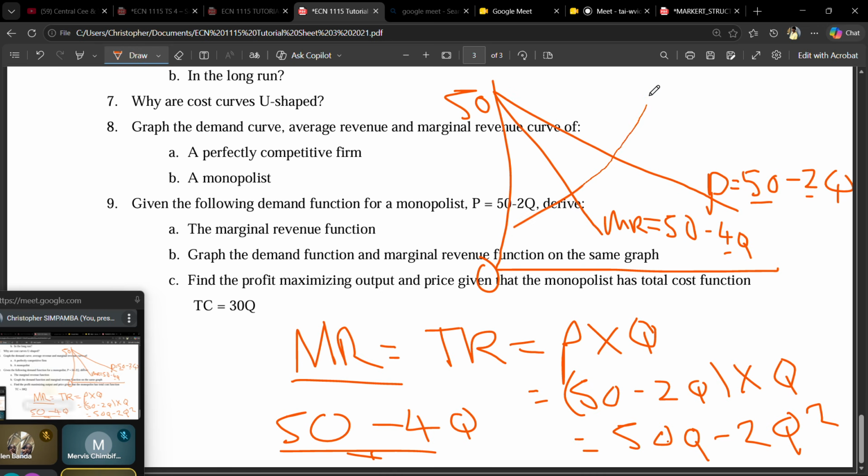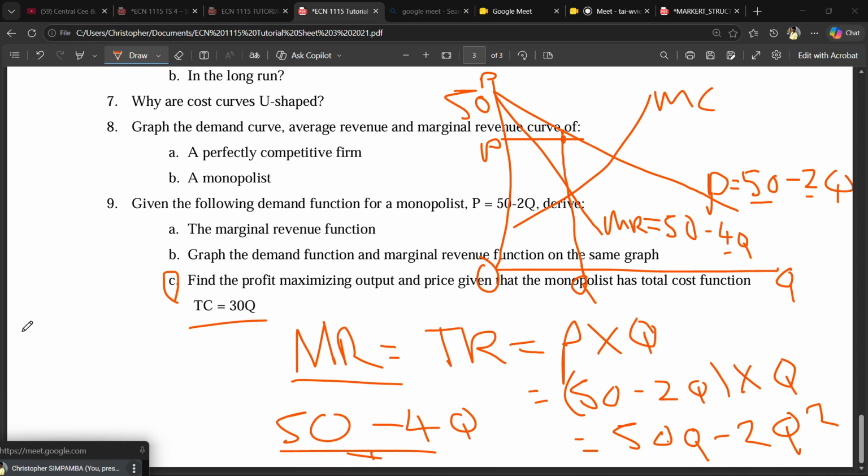So this is how you can illustrate that. On the curve you can have marginal cost, and you can also show where you have price and quantity. Then question C is saying find the profit maximizing output and price, given that the monopolist has a total cost function of 30Q.